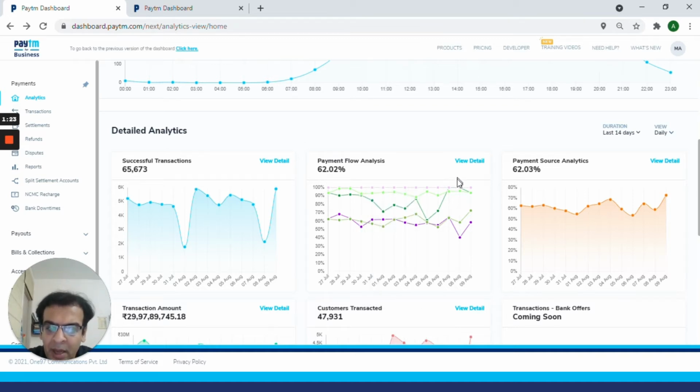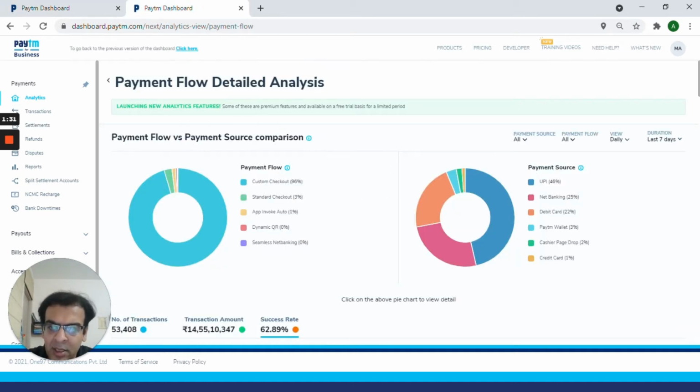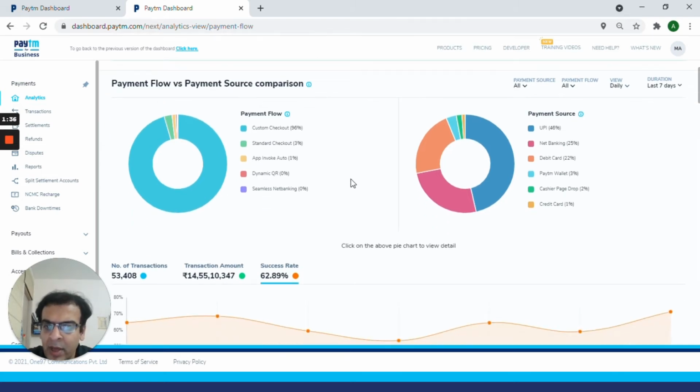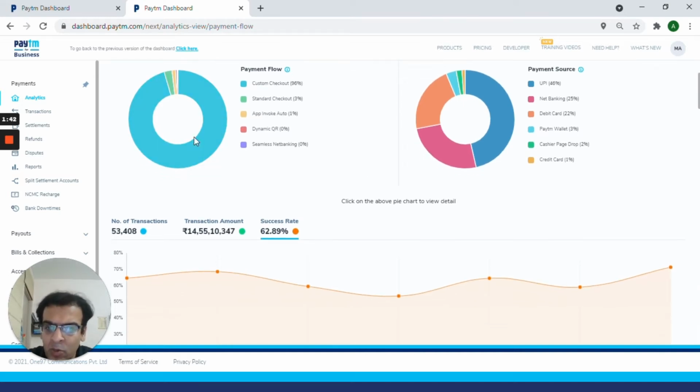If you want to deep dive into them, you need to click on view detail to go to the payment flow analytics section. Once you click on view detail, you will reach this payment flow analytics section, in which the first widget is the payment flow versus payment source comparison. In this we are showing broadly 3 graphs, 2 pie charts and 1 trend line graph.